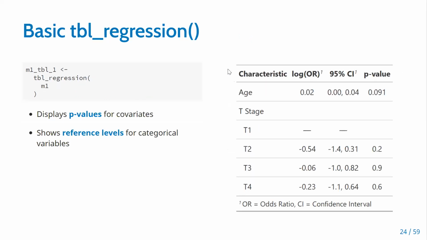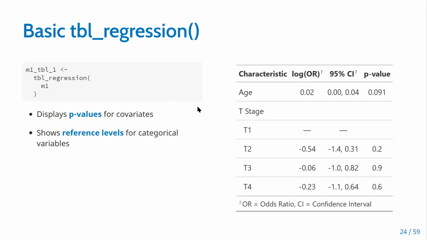Okay. So you can see here by just dropping that model object, that GLM model object, M1, into the TBL regression function, you get a nice summary of the regression model here. You can see that it identifies our model as a logistic regression model. So instead of just having a beta in the header, it's saying, okay, this is the log odds ratio. It's giving us the 95% confidence interval and the p-value. So that's what it displays by default. You can update it if you want more information.